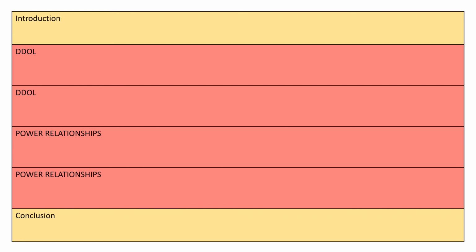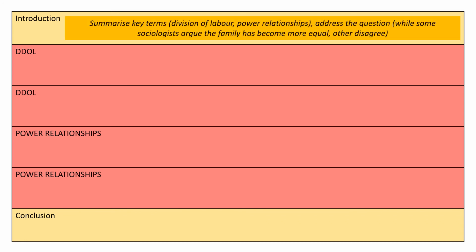But just for the sake of consolidating knowledge and getting it all down on paper, we're going to do 4 paragraphs for this one. So the introduction, it's important to summarise the key terms like division of labour and power relationships, and then address the question with a simple sentence such as, while some sociologists argue the family has become more equal, others disagree. So people tend to be a bit scared of introductions, I think, and a bit like, I don't know where to start.